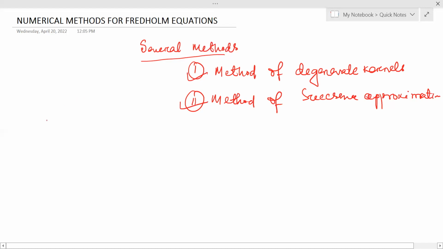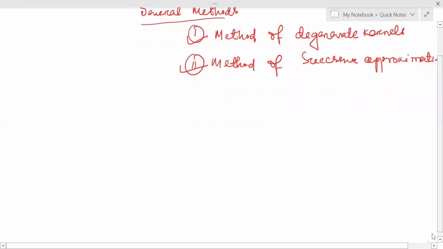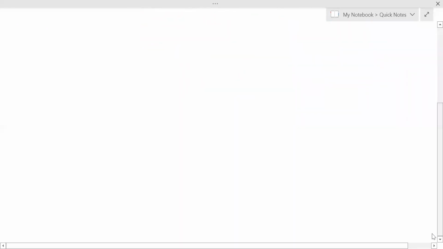The first we consider is the method of degenerate kernels.